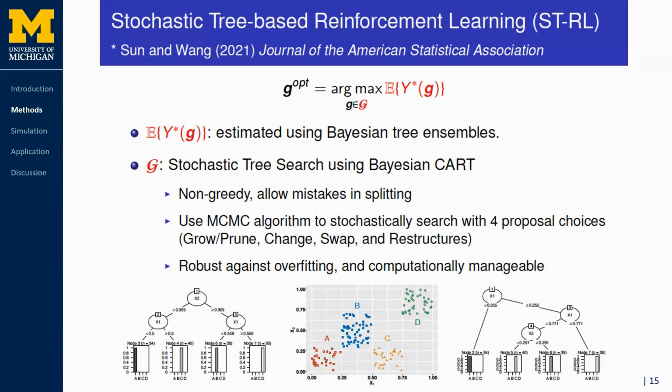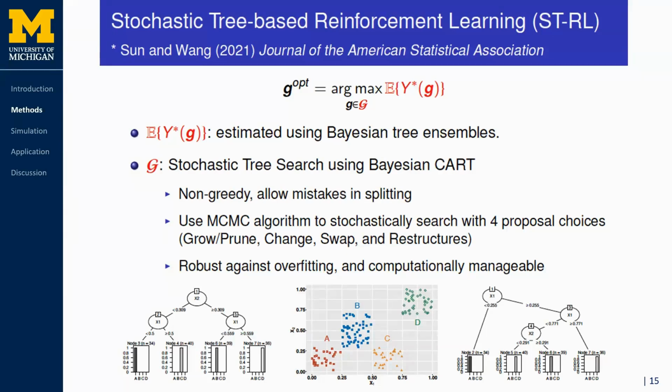So again, you have two jobs. One is to estimate this counterfactual expectation. One is to do the search. So this method actually uses the Bayesian tree ensembles to estimate this counterfactual mean. And for the searching job, that part of the algorithm, we use Bayesian CART to do the stochastic tree search.